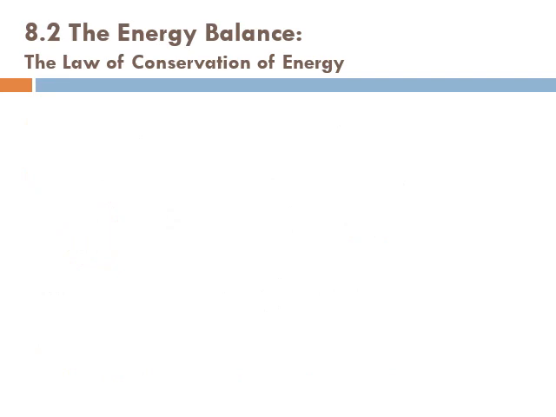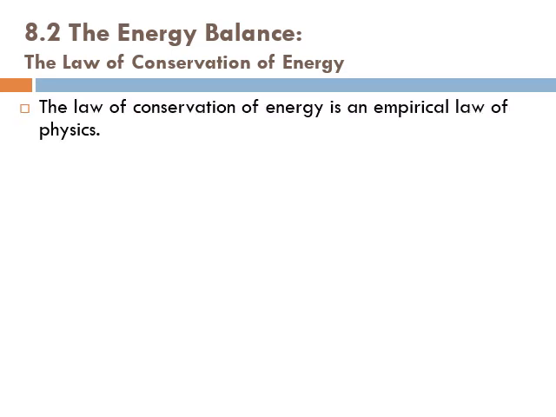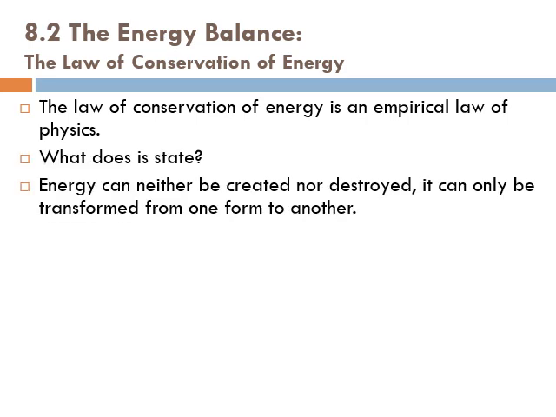So let's talk about the energy balance. The law of conservation of energy. The law of conservation of energy is an empirical law of physics. So it is something which has been noticed in almost all processes. Therefore, they said, oops, then energy is conserved. Okay, so it's an empirical law of physics. What does it state? Well, it states that energy can neither be created nor destroyed. It can only be transformed from one form to another.